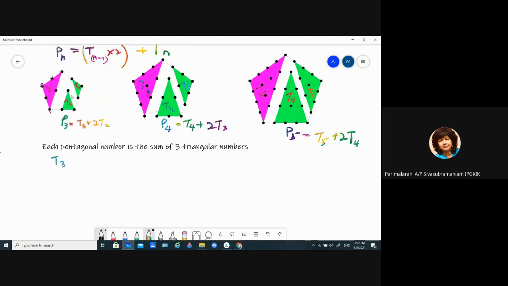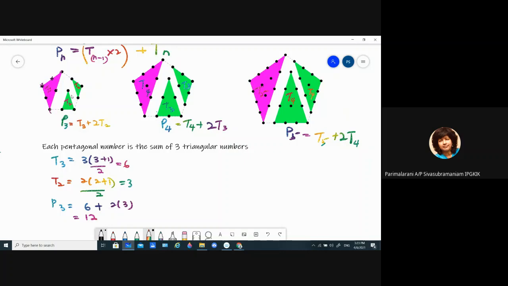But what is T3? We know that the formula for triangular numbers is n into n plus 1 divided by 2. So T3 is 3 into 3 plus 1 over 2, which is 6. And T2 is 2 into 2 plus 1 over 2, which is 3. So P3 is 6 plus 2 times 3, which is 12.